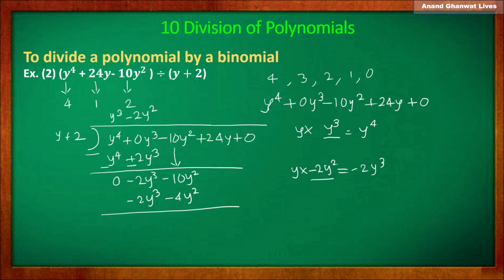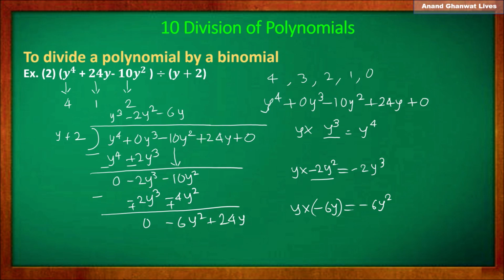Now subtraction and change the sign. Negative 2y cube plus 2y cube, that is 0, and negative 10y square plus 4y square, that is negative 6y square, and plus 24y. Now think again which is the proper multiplier of y so that the product is negative 6y square. So it is negative 6y. So write in the quotient negative 6y.